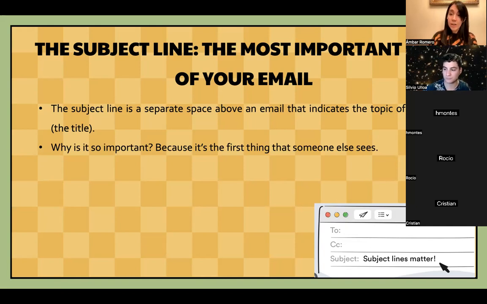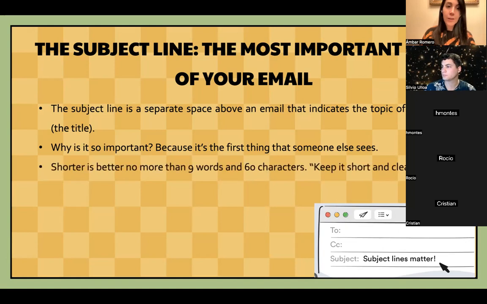So that is why subject lines are so important, because depending on how catchy or how good the subject line is, we will open the email faster, or perhaps we will delete it, okay? Especially when you are writing to someone you don't know, right? You're looking for a job, for example, so you need a good subject line. Rocio, please, can you continue?